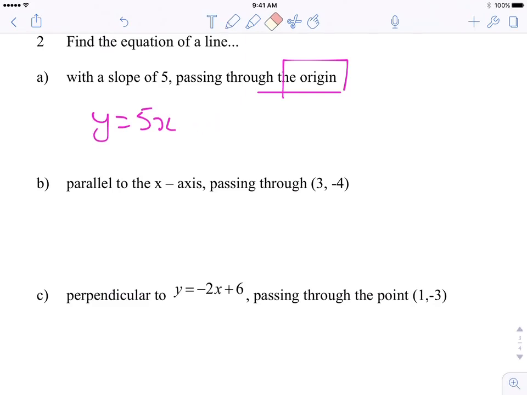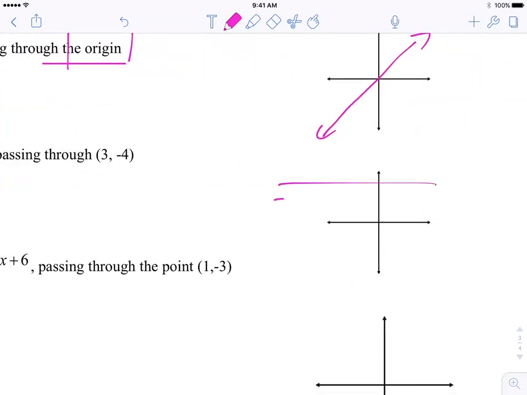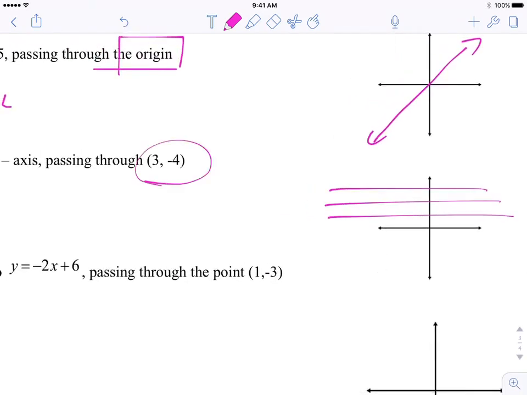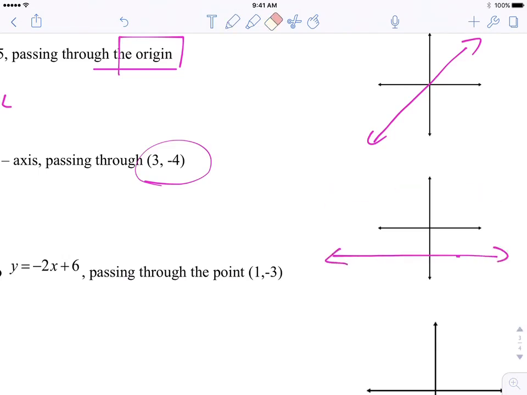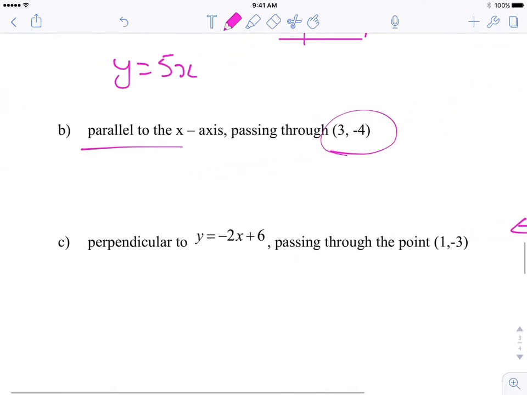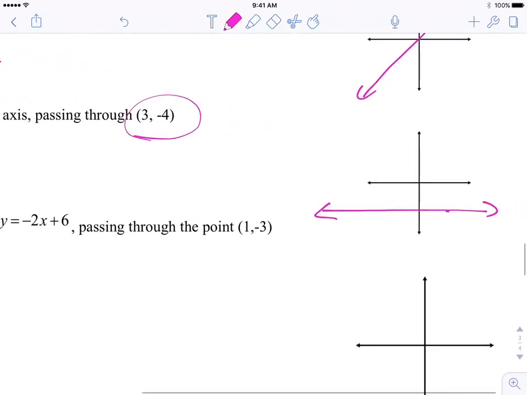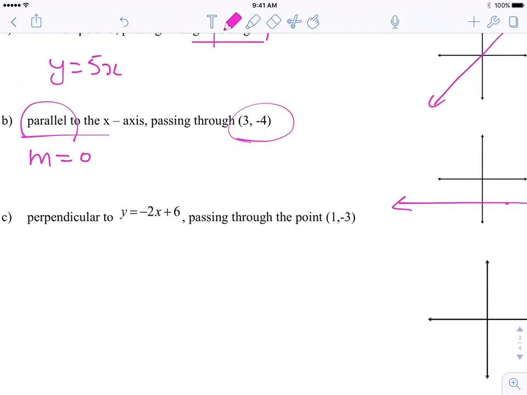So y equals 5x. If a line is parallel to the x-axis, we know any line can be parallel to the x-axis, but this one specifically goes through the point 3, negative 4, which we could say is somewhere like this. In that case, it's that line right there. That's the one we're specifically looking for. And if that's the case, we know a horizontal line that's parallel to the x-axis, that's just code word for a slope of 0. Because if it's horizontal, it's completely horizontal. It's like a flat roof. It's got a slope of 0. Well, if the slope is 0 and it passes through negative 4 on the y-axis, then the equation is y equals negative 4.